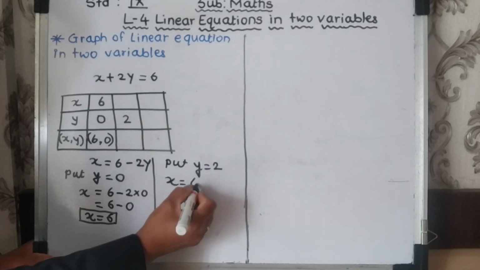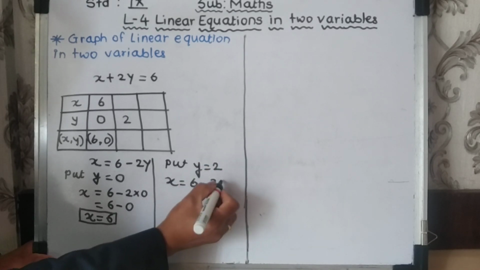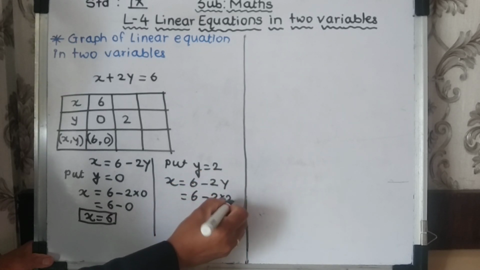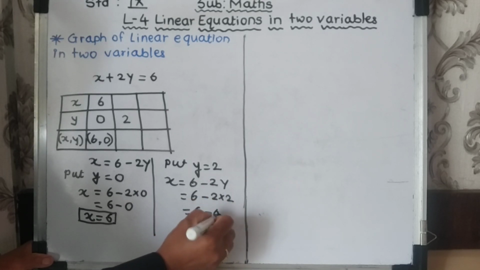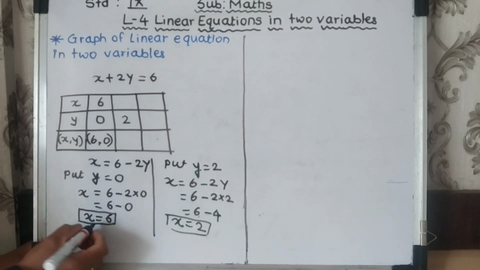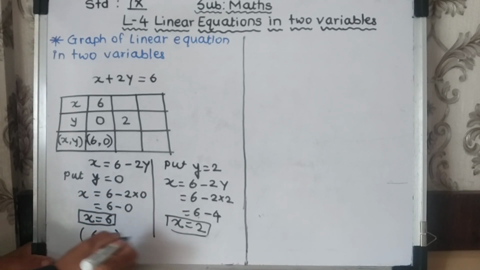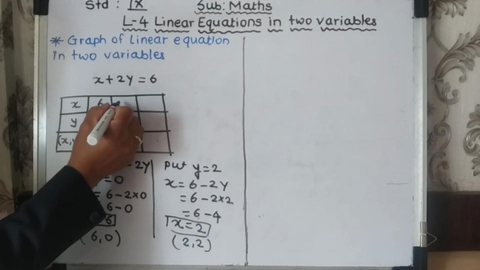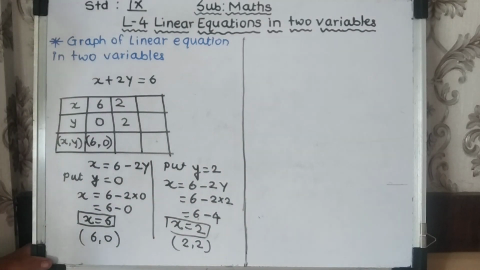So x equals 6 minus 2 into 2, or you can write the first equation and then put that value, 6 minus 2 into 2. So it becomes 6 minus 4, which equals 2. So x we got 2. I'll write here below the coordinates 6, 0. We have got here 2, 2, right? So x also we got 2. Just solve it carefully so that we will get exact values.